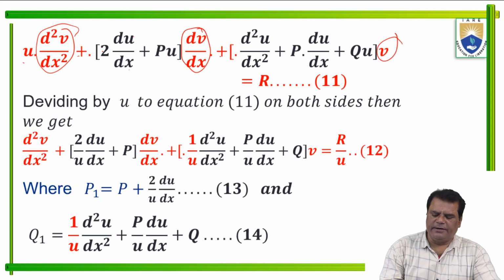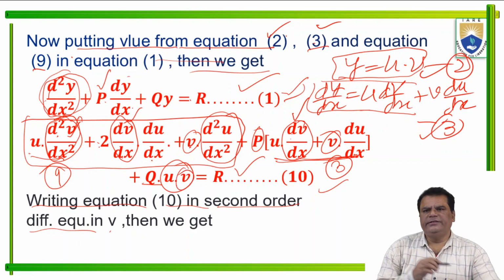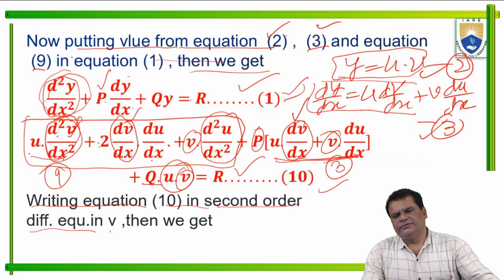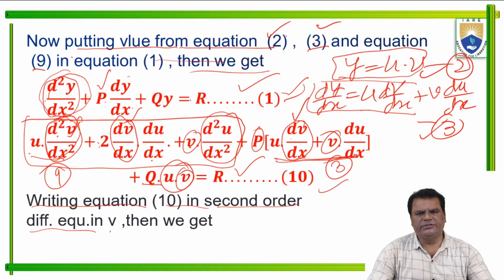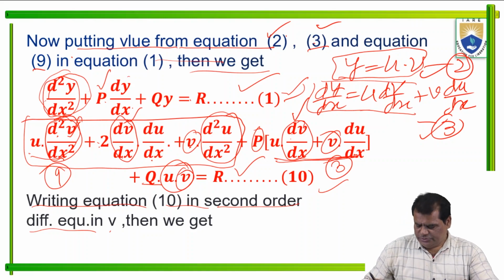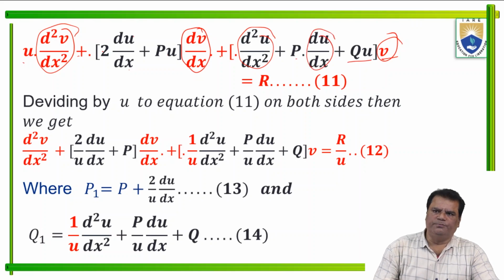Now v is common. In the last equation, equation 10, v is here, and here, and here. In three terms v is present. So after taking v common out of the three terms, the remaining function we write in the bracket. Then we get d2u over dx2 plus p du over dx plus qu equal to r. This is equation 11.